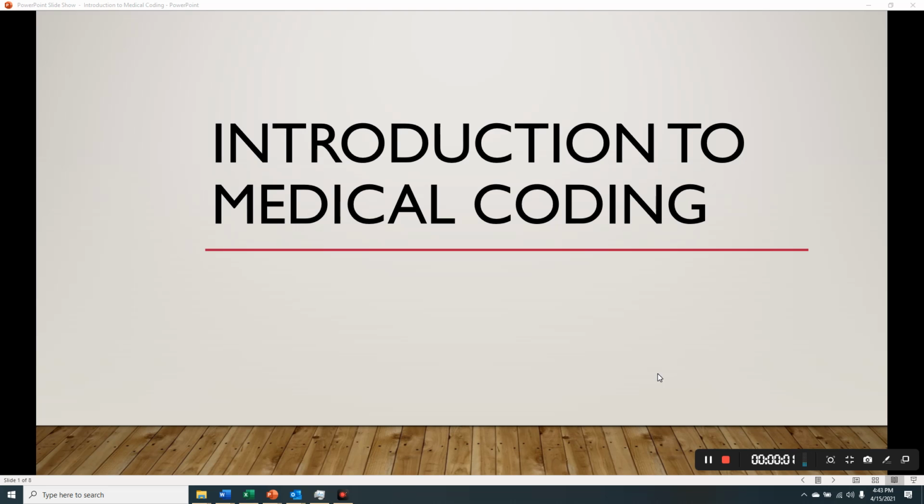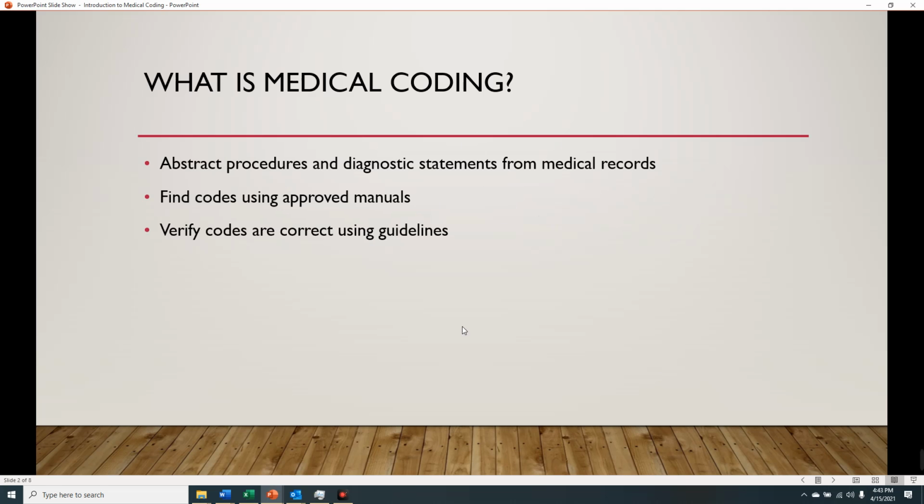Hi, everyone. This is a quick introduction to medical coding and goes over just some of the basics that we will be going into more detail over the next few weeks. So, first, what is medical coding?